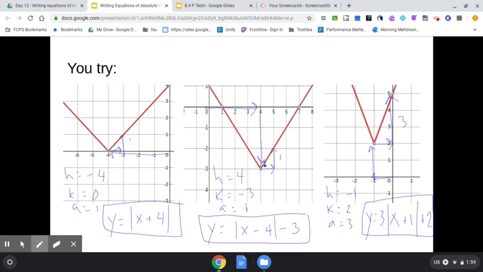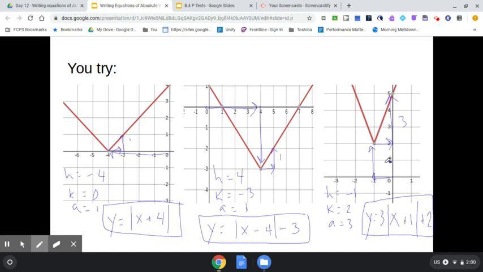Second example, it shifted right 4 units and down 3 units. So h is +4, k is -3. And then if we move right 1, we still have to just go up 1. So there's no vertical stretch, shrink, or reflection. So A is just +1. So y equals the absolute value of x minus 4, minus 3.